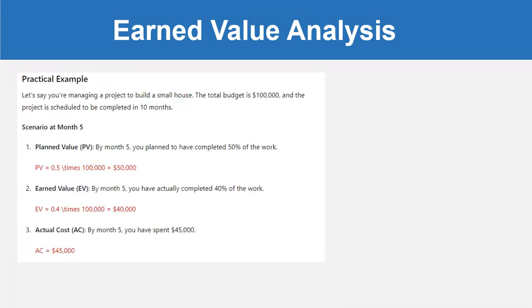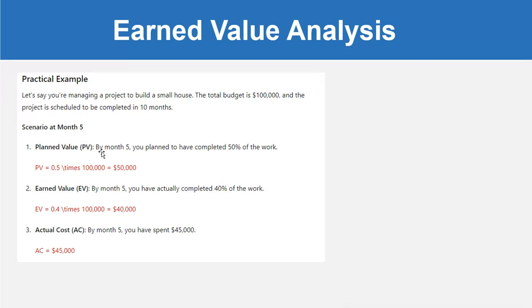Now let's talk about an example. Let's say you are managing a project to build a small house. The total budget is $100K and the project is scheduled to be completed in 10 months. So let's assume that 5 months have passed. So you are standing at the position when 5 months are already passed.